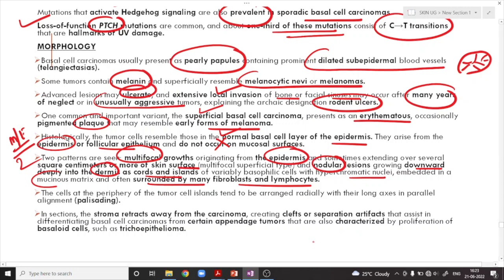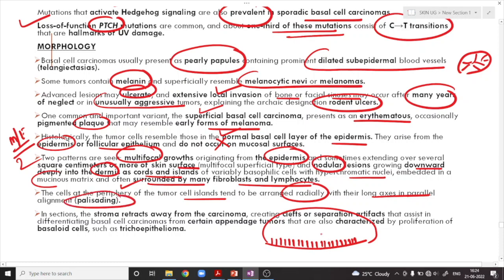One very important point is that there is a classical palisading. That means if this is one tumor island, you will see at the end the tumor islands are going to show arrangement of the nucleus in the form of peripheral palisading. The cells at the periphery of the tumor cell island tend to be arranged radially with the long axis in a parallel alignment. That is called palisading.